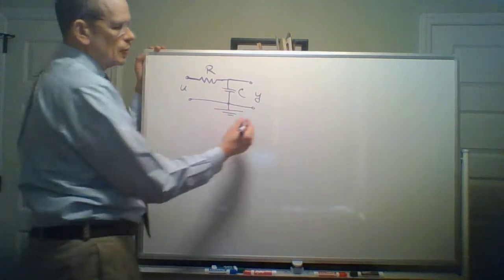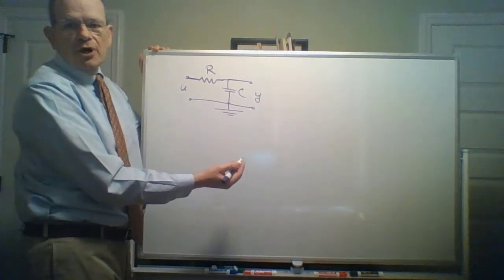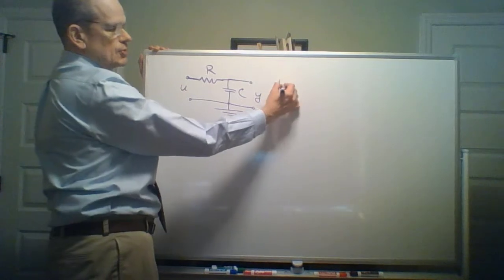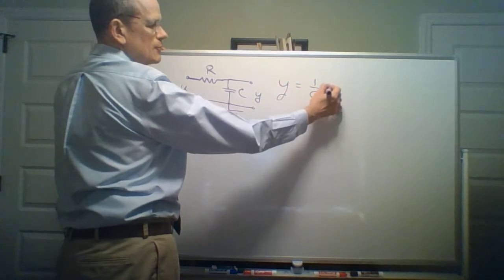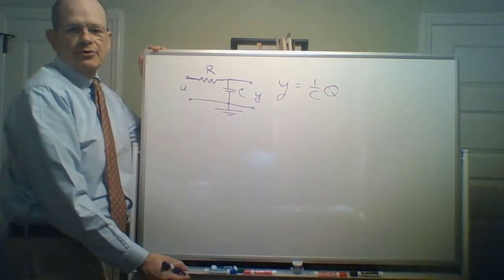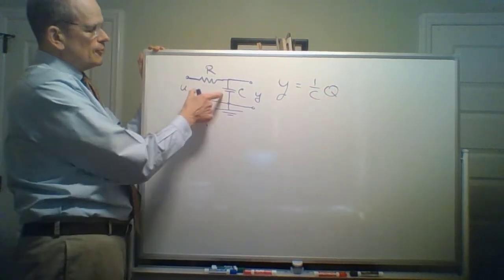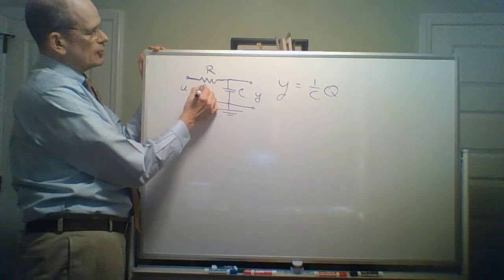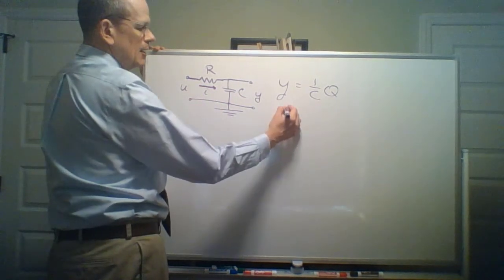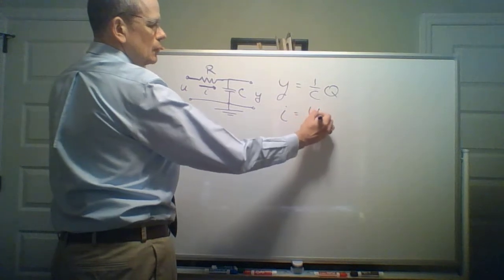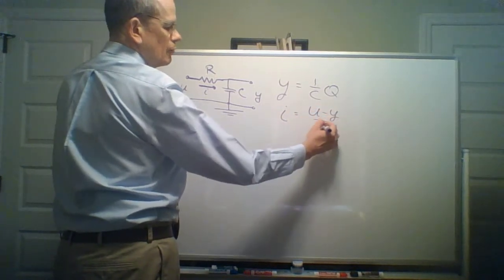Okay, so we know the fundamental equation for a capacitor is that the voltage on the capacitor Y is equal to 1 over C times the charge on the capacitor. We also know that if these two voltages are different, then current will flow through the resistor, current I, and I will be equal to U minus Y over R.